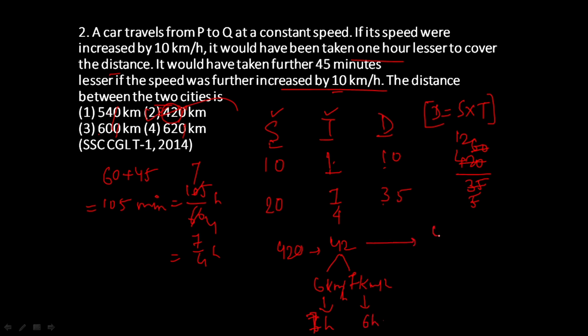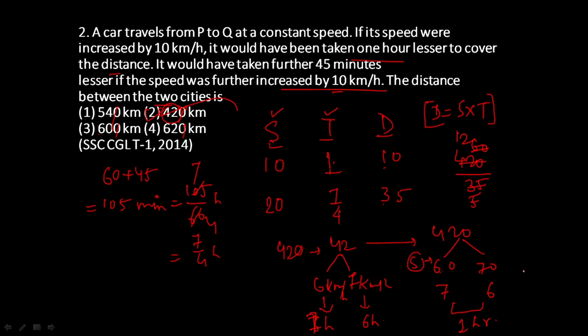So if it is 420, then it will be 60 and 70 km per hour speed. This is the speed. Okay. So in that case, it will take 7 hours and it will take 6 hours. Right? There's a difference of 1 hour there. Now we can see that 60 and 70 means 10 kilometer per hour speed is increased.